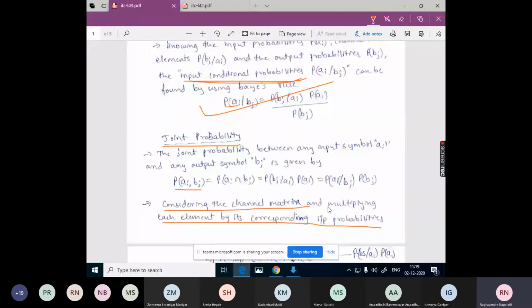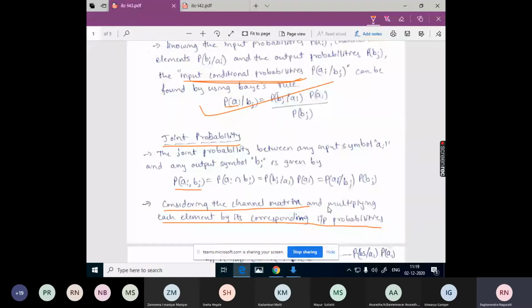Similarly, this becomes P of A2 comma B1, this multiplication becomes P of A2 comma B2, and this one becomes P of A2 comma BS. Similarly, up to the last row, it is P of AR comma B1, P of AR comma B2, and P of AR comma BS. So this is a matrix. In the channel matrix, we represent the entries by P of Bj by Ai, or P of B by A.